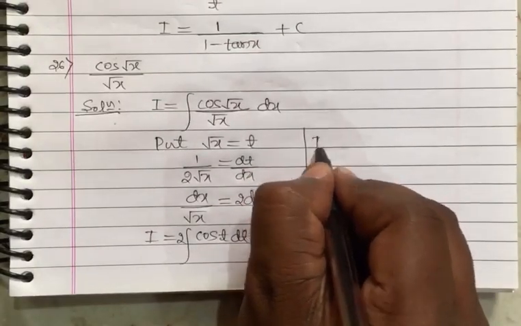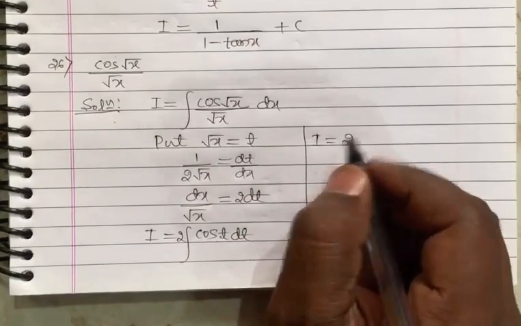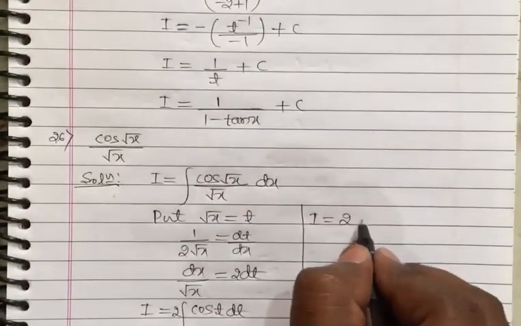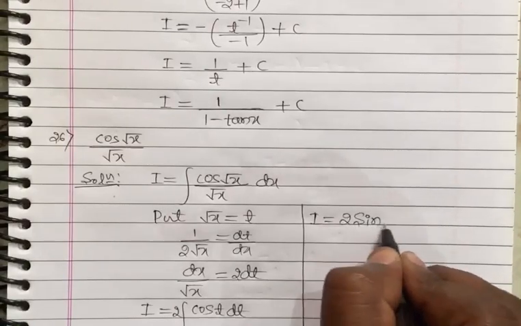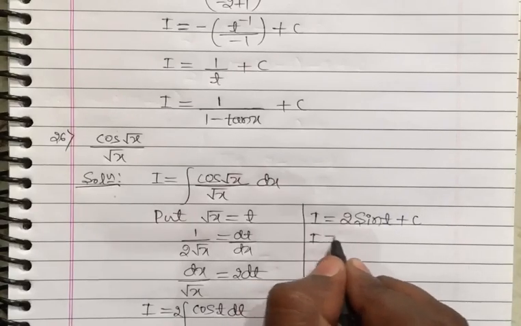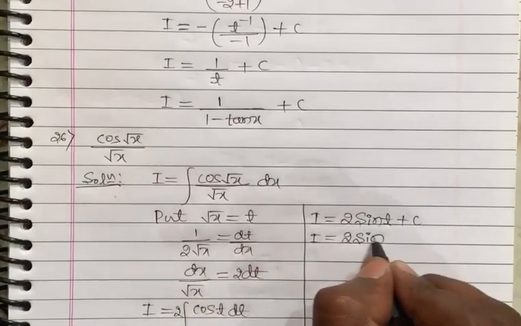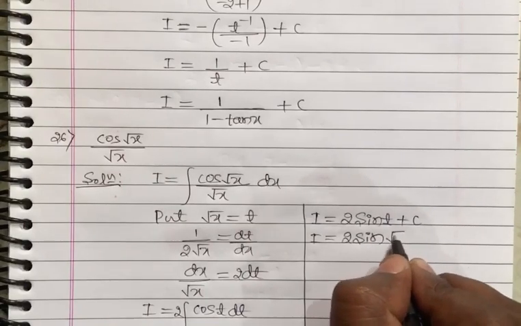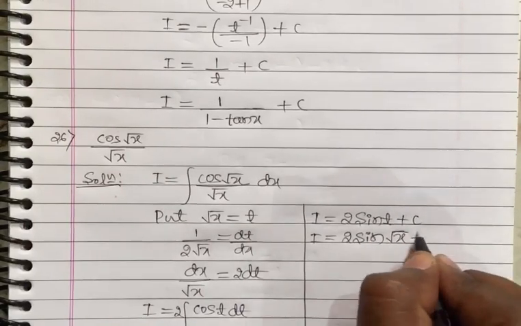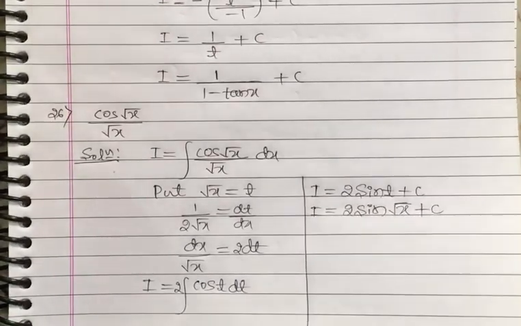I equals 2 outside, then integration of cos t will be sin t plus c. So I equals 2 sin, what is the t here? It is root x, plus c. So this is the final answer for the 26th problem.